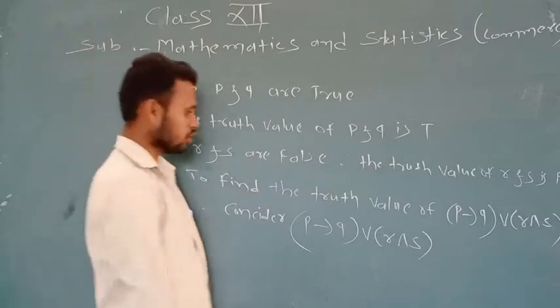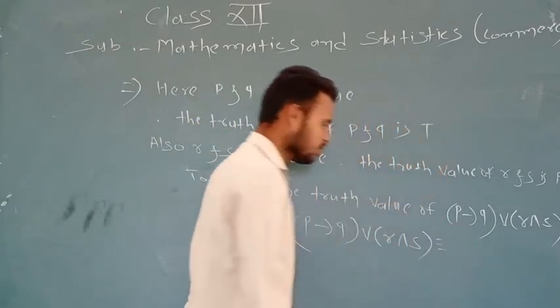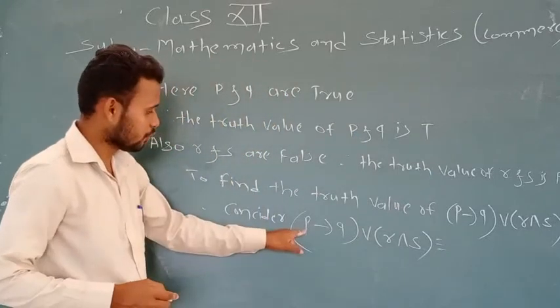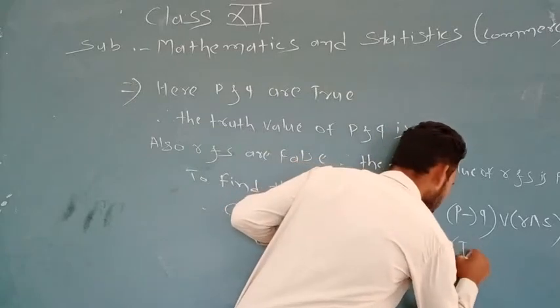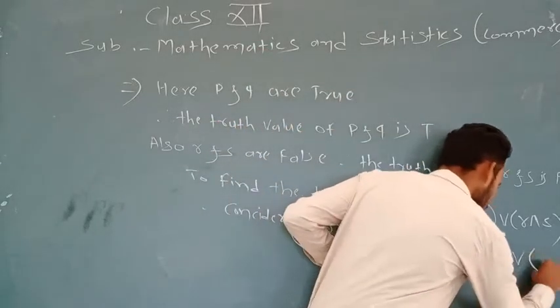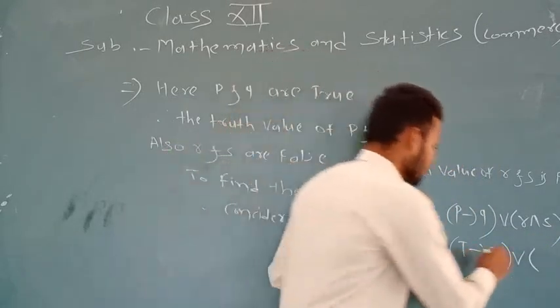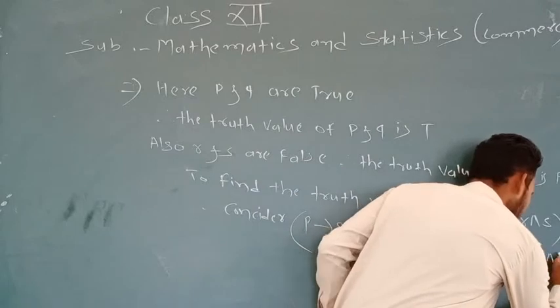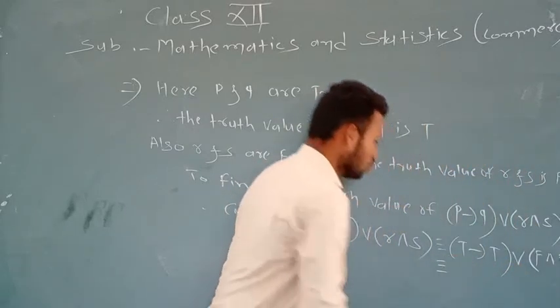Now which is equivalent to or equal to? Here we know that the truth value of P and Q is T. Therefore next, here P implies T. This is joined with, here we know that the truth value of R and S is F. Therefore F meet with F.